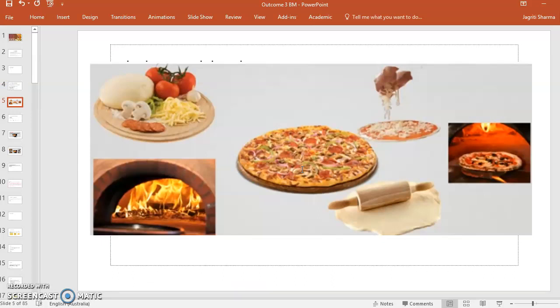Now, what happens when you're making a pizza? The first thing you need to do is make a dough, roll it over, put some cheese on, put some sauce on. These are all the ingredients that you will use to make a pizza. Once you lay them all over, then you need to bake it, and then it is ready to serve to the customer. So this is the operations management. How do you do all these operations in your business?